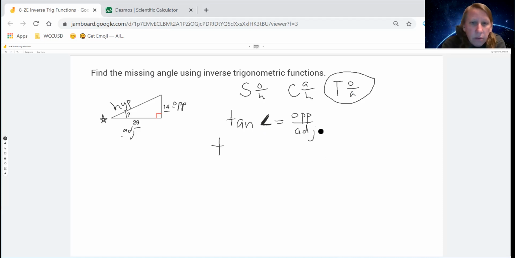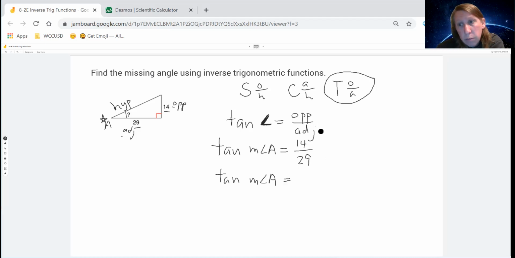Okay, next, in this case, we don't know the angle measure. So let's label that angle. Let's call it angle A. So the tangent of the measure of angle A is equal to 14 over 29. Did I do that right? Yeah. Okay, now here's the fun part. So I know the tangent of some angle measure is equal to 14 over 29.